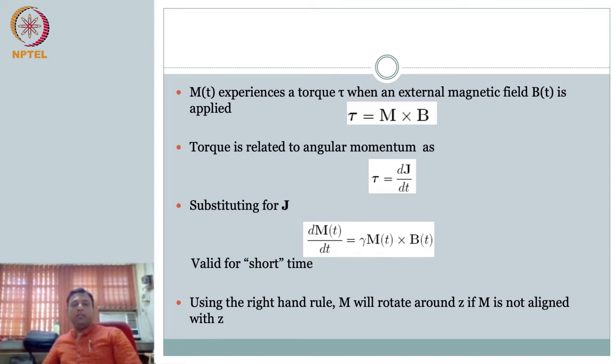So we can actually fuse the previous slide, where we had M is equal to gamma J, with tau is equal to M cross B. We can eliminate J by combining these two. So we can have d by dt of M of t equal to gamma M of t cross B of t. We have combined M is equal to gamma J and tau is equal to M cross B, and tau is related to J by the derivative with respect to t. So we have fused these three and eliminated J.